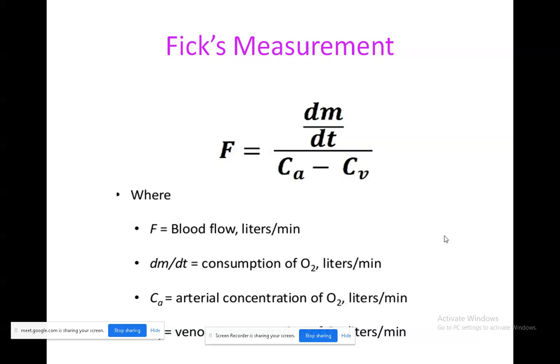Why is it given as dm by dt? It means change in consumption. That is, the quantity of oxygen will be changing with the time period. This time you will be sending some amount of oxygen, and it may be added to at the next minute. So that is indicated by d by dt, change in time period. Consumption of oxygen will change with the time period. That's why they gave dm by dt.